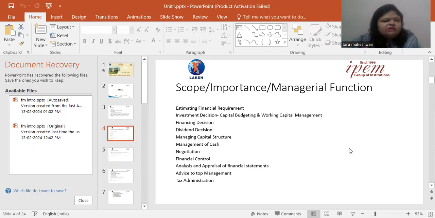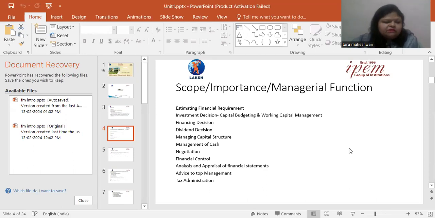The next area is negotiation. The financial manager has to negotiate while selling the products, as well as while raising funds, or while negotiating with the angel brokers. This is another area.